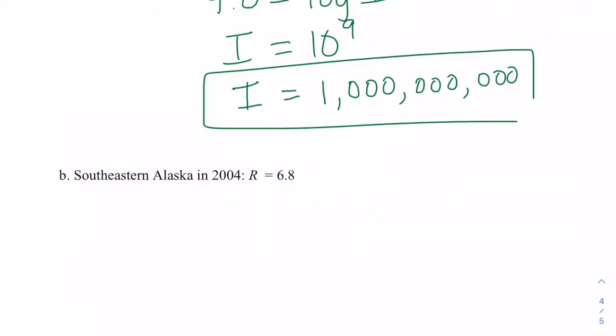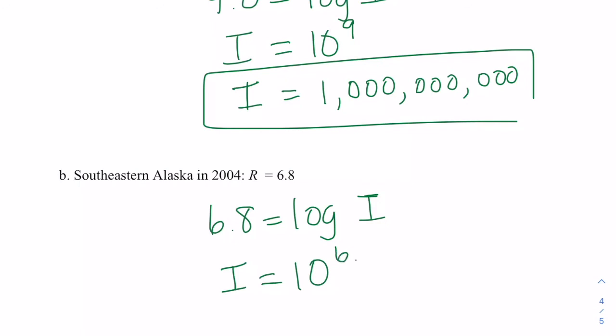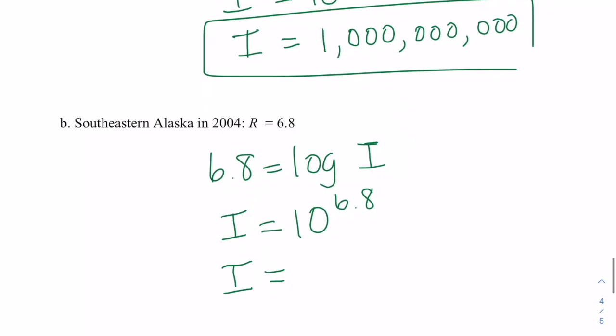All right. Now let's look at an earthquake in southeastern Alaska. So we'll set this equation 6.8 equals log of I, and we can rewrite that in exponential form. So the intensity will just be 10 to the 6.8, which will be, let's put this in approximate, because I will have to round this. And that's 6,309,573.